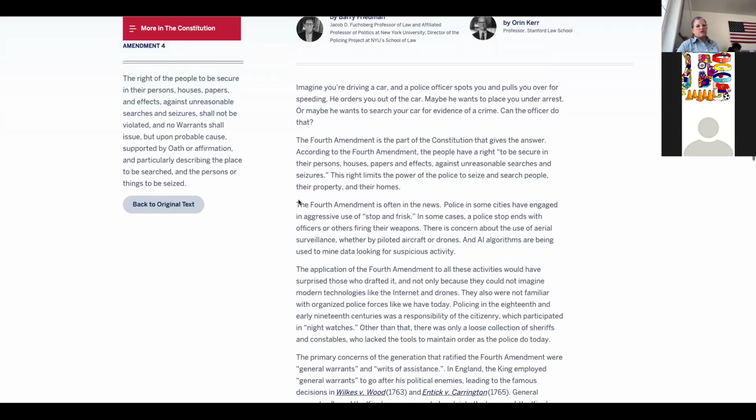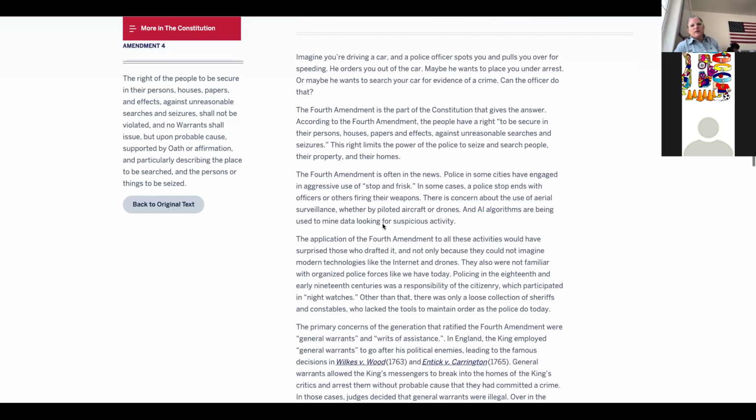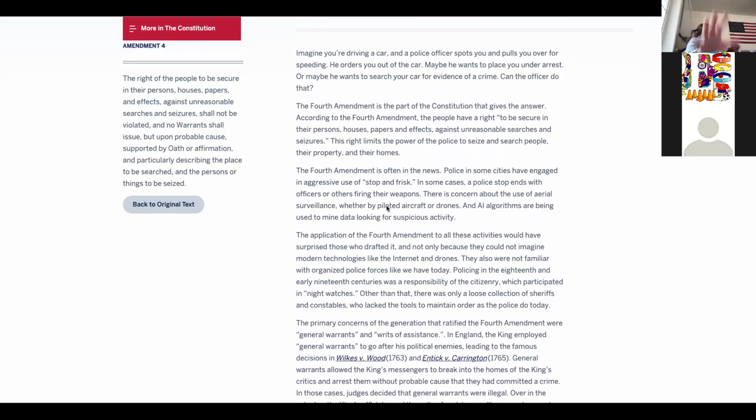Well, here it goes into the Fourth Amendment. The Fourth Amendment is part of the Constitution that gives the answer. According to the Fourth Amendment, the people have a right to be secure in their persons. That means in their own body, houses, papers, and effects. Meaning your possessions, like your purse or your backpack or your stuff, you have a right to have that's yours. But then it goes into a description of what that means.